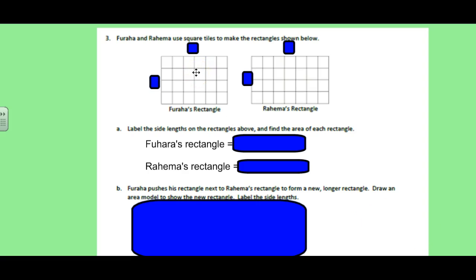So for Yuhara's rectangle and Rahima's rectangle, I want you to go ahead and label the side lengths. It doesn't tell us that we're working with inches or centimeters, so we're probably just working with square units. So all you have to do is use numbers to label the side lengths on each rectangle. So I want you to go ahead and do that for both rectangles. You're only labeling the side length, and then we'll move on to the rest of part A. When you're ready to check your answer, you can push play.